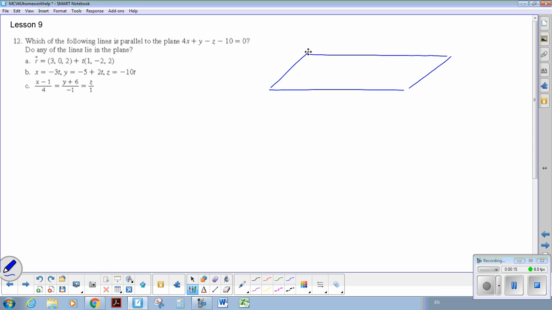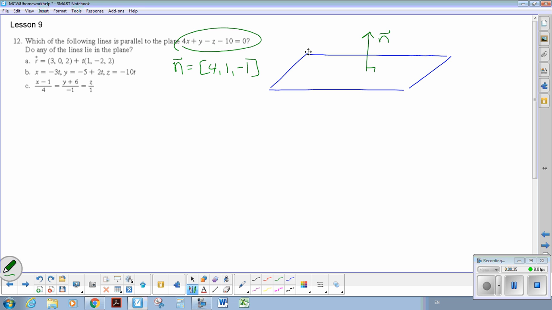So if this is my plane, I know that when I have it in scalar form, that means I know my normal. So there's my normal, perpendicular to the plane. In this case, the normal will equal 4, 1, negative 1.